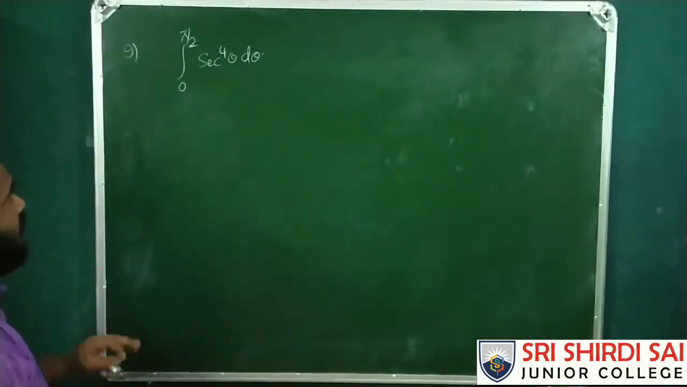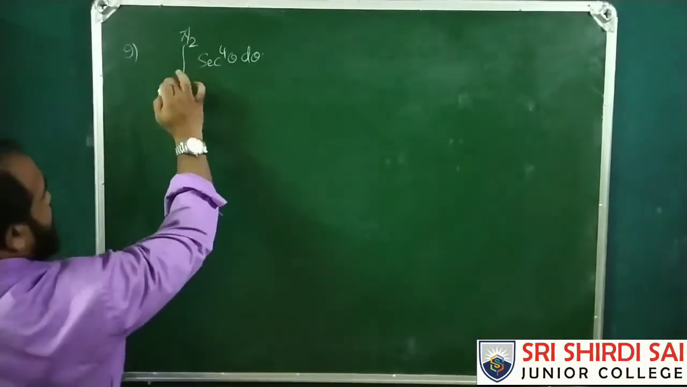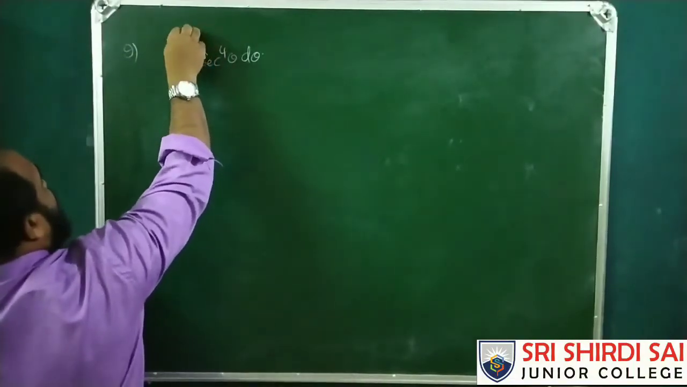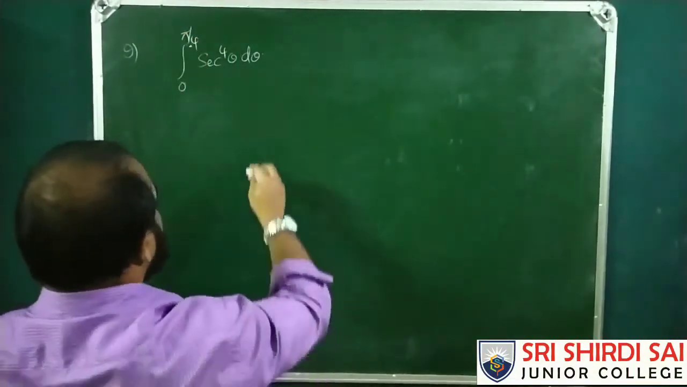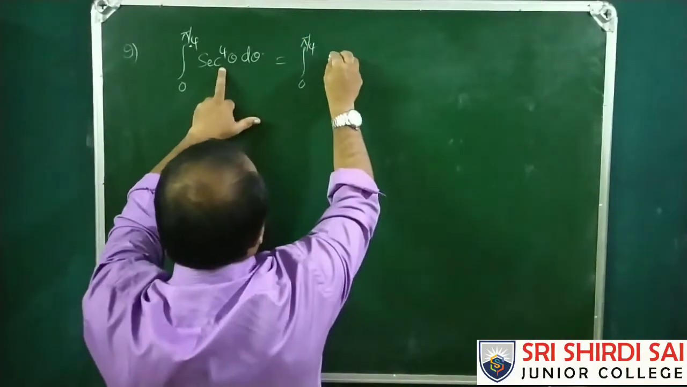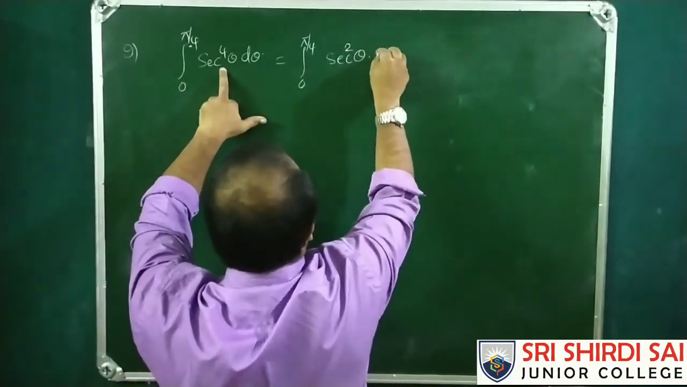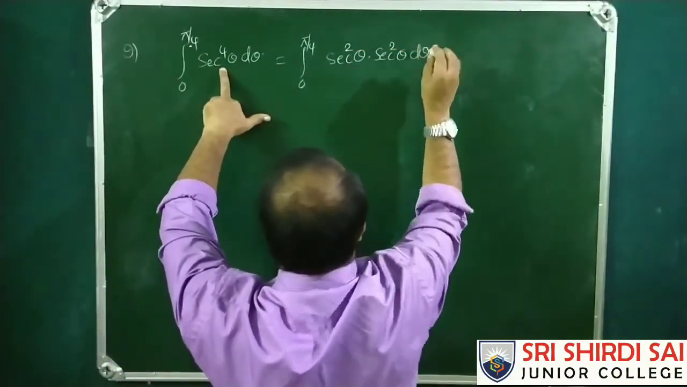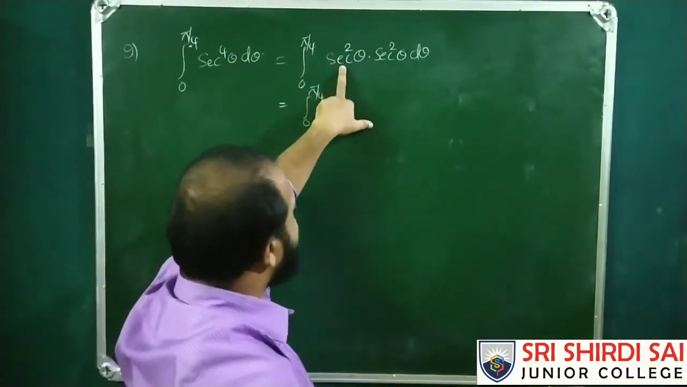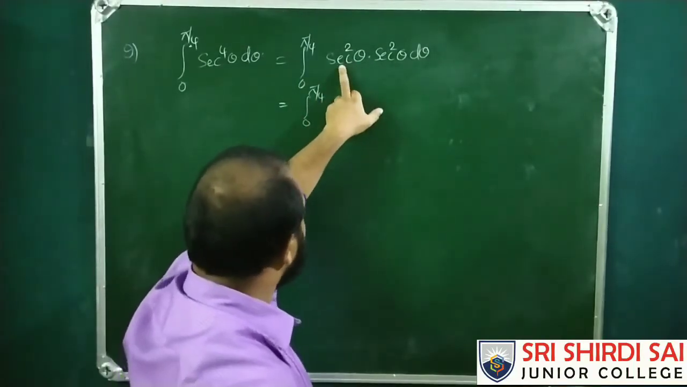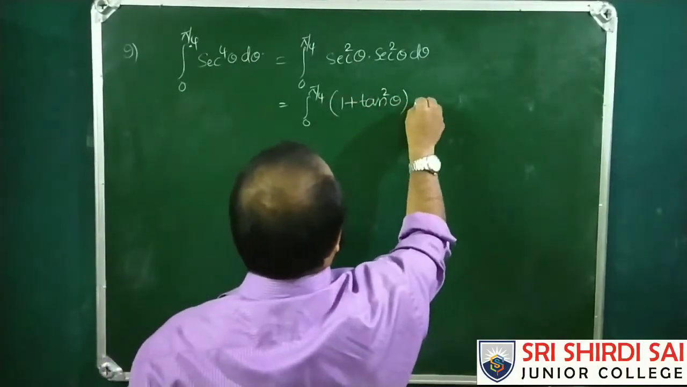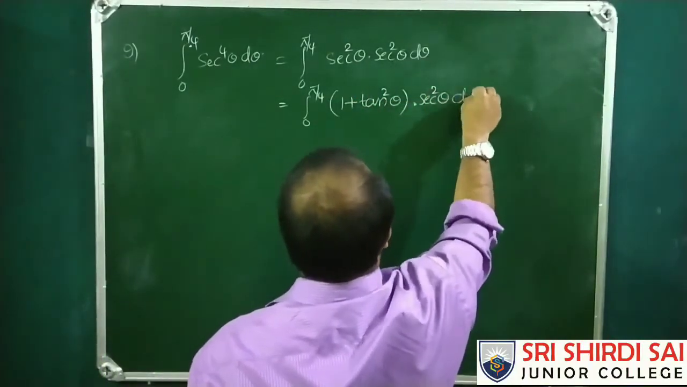I want to tell you that this has been misprinted in the textbook. It is not pi by 2, it is pi by 4 instead. Now, integral 0 to pi by 4, secant power 4 theta is secant square theta into secant square theta d theta. Can we write integral 0 to pi by 4, since secant square theta minus tan square theta is equal to 1, secant square theta is 1 plus tan square theta, into secant square theta d theta.